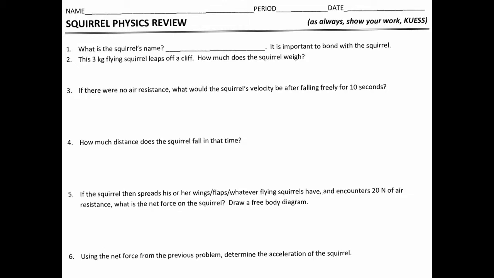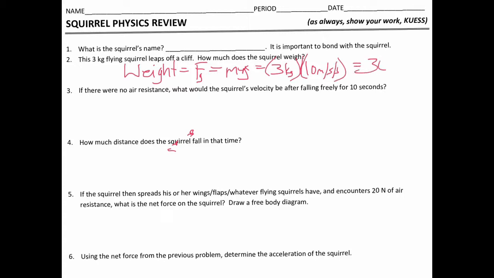Alright, so let's go through this squirrel review. I have a 3 kilogram flying squirrel that leaps off a cliff. How much does the squirrel weigh? Alright, so we want the weight. That's the force due to gravity. The way you think of it, that's going to be the mass times the acceleration due to gravity. So 3 kilograms times, I'm going to use 10 meters per second squared. You can use 9.8 if you want to, your call. I like the ease of getting 30 newtons. Alright, that's a 30 newton squirrel.